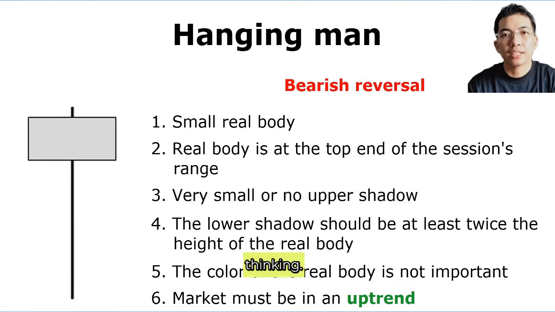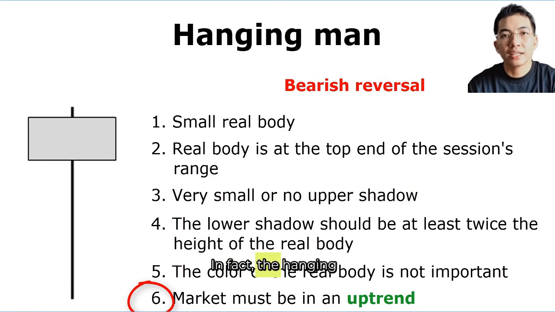I know what you're thinking. You are thinking that I'm just kidding because you have seen this pattern 5 minutes ago and I have introduced the pattern with another name, that is hammer. The hanging man has the same shape as the hammer, and actually the first 5 conditions are the same. It's only the last one that is different.